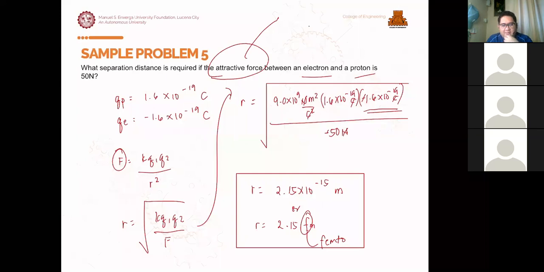Hindi siya lagi ginagamit, no? Kasi masyadong maliit na scale siya. Siguro kung more on chemical engineering yung course mo, siguro yung mga microbiologists natin, mas nagagamit siguro yung mga ganong unit. Pero tayo, usually hindi na natin ginagamit yung ganong unit, no? Pinakita ko lang na yung negative 15 ay femto. Okay? Pero kapag sa engineering, yung scientific notation na times 10 to the negative 15 is already acceptable naman. Okay?